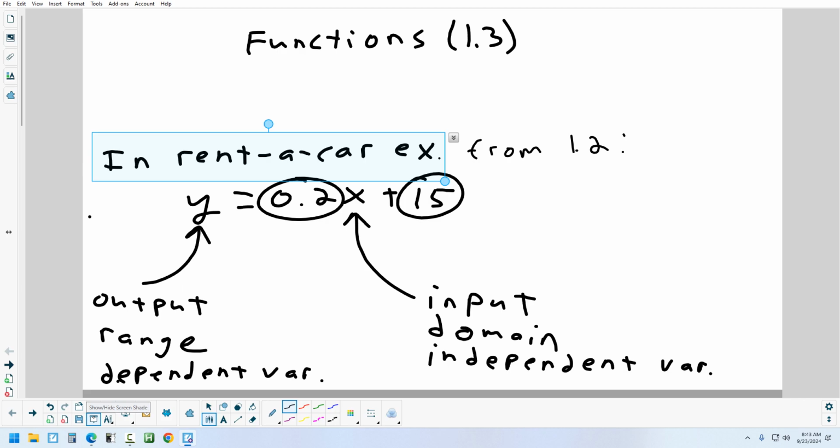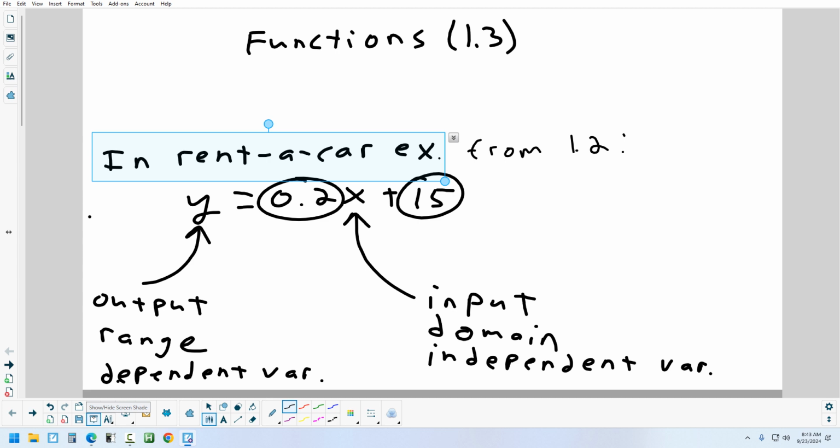Two other terms we'll use quite a bit are domain and range. So domain are all the numbers that you are allowed to plug in. Range are all the answers that you get when you do the arithmetic out in the formula.